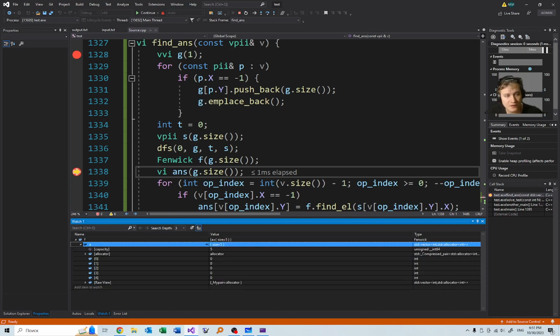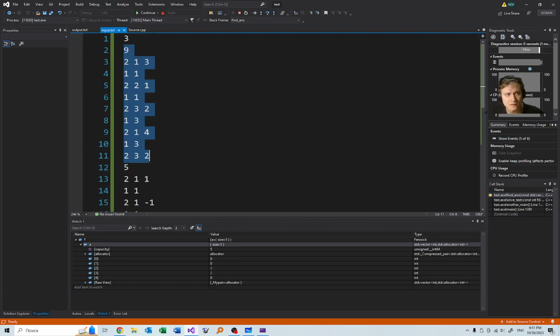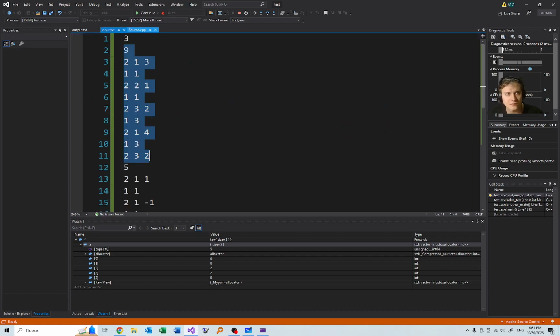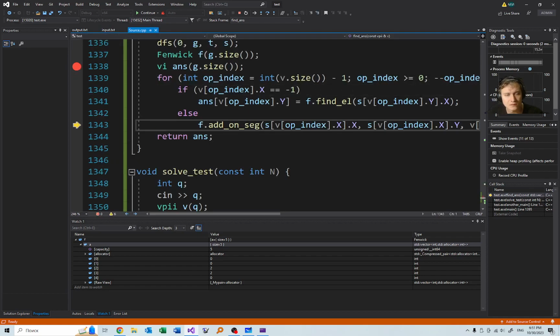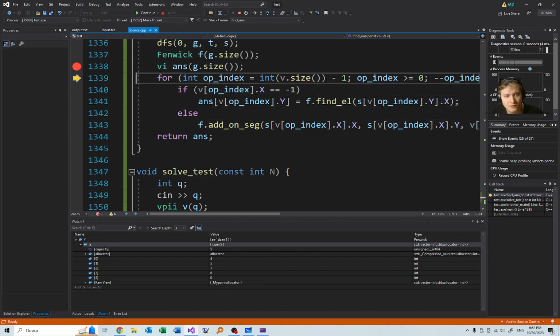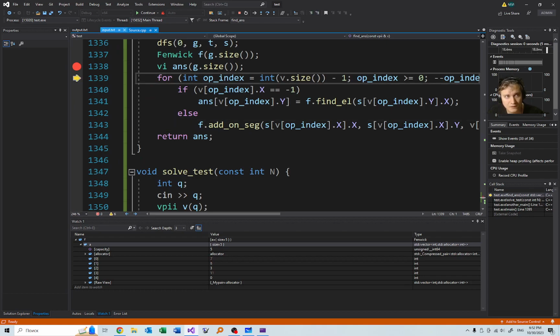So we have some sort of Fenwick tree, which stores all zeros. Then we add from the end to the beginning. Okay, 4. This is fine. Now it should be 7. Okay, now it should be 7. Okay, it is 7.